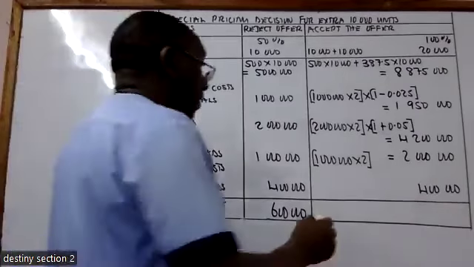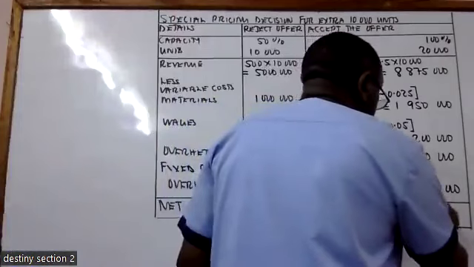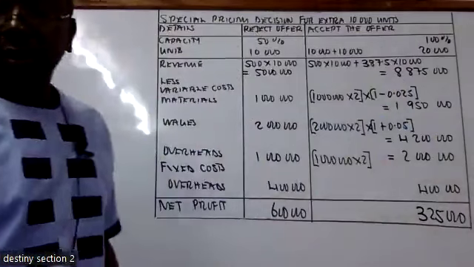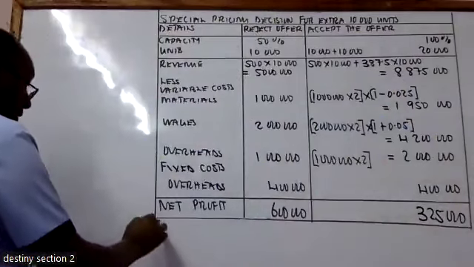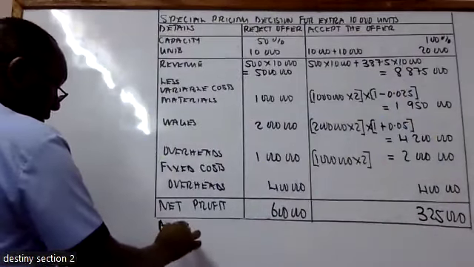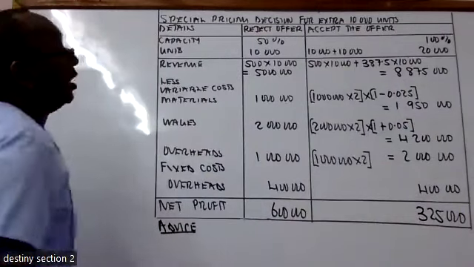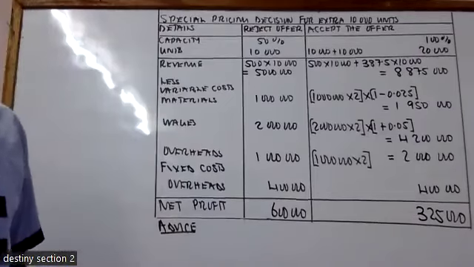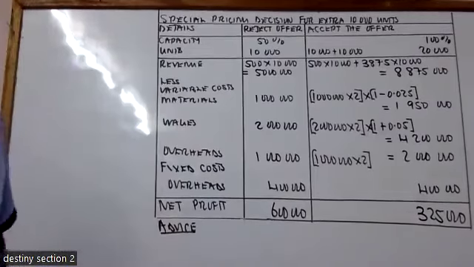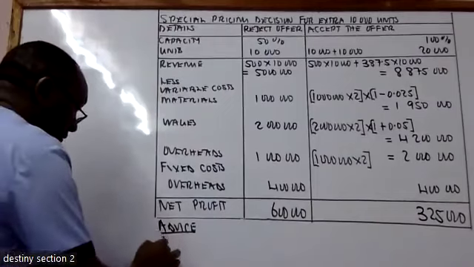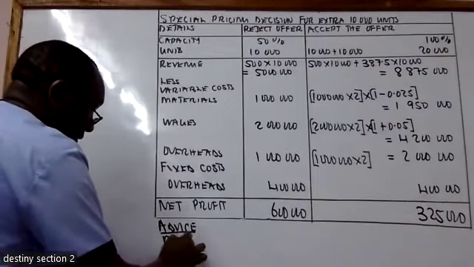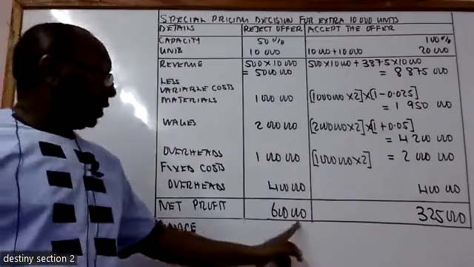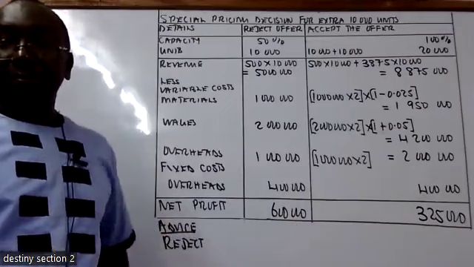25,000. Good. So what do you advise them? You tell them to reject the offer or to accept the offer? Yeah, they should reject the offer. They should reject the offer because you can see when they reject, they are making more profits.